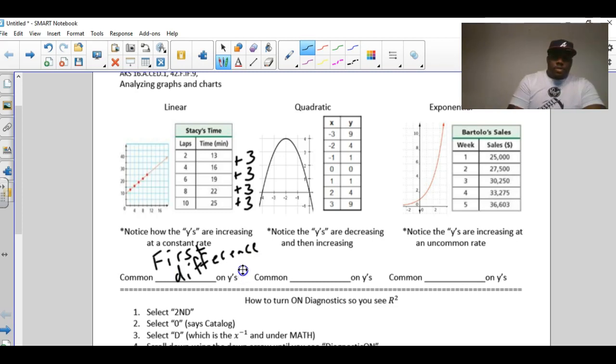And the first difference, guys, simply means we just went up. At first glance, that's a consistent pattern. We can see it every time.